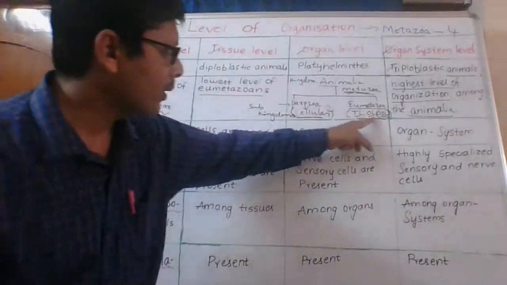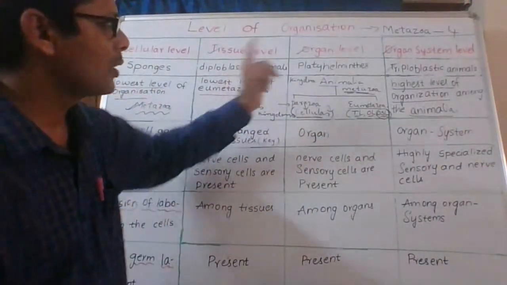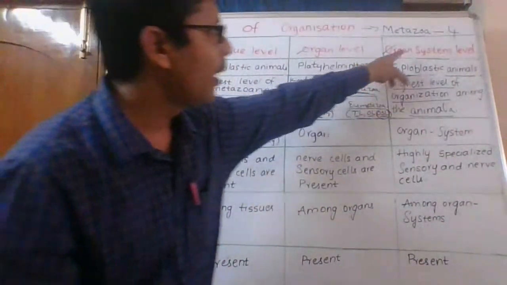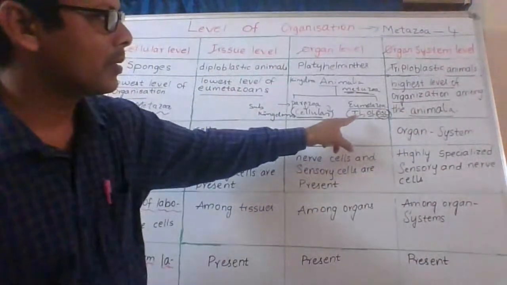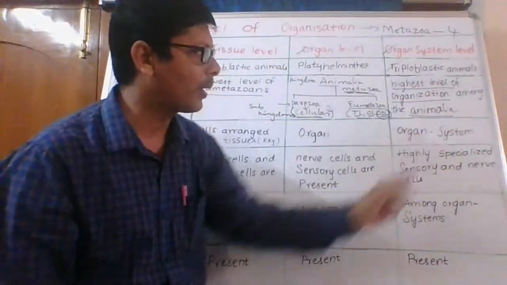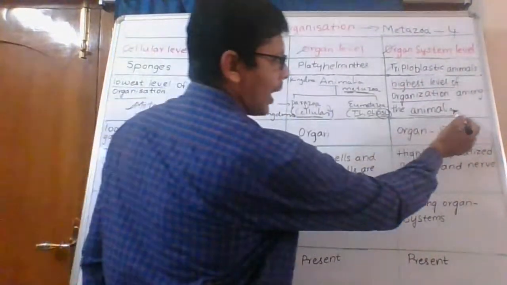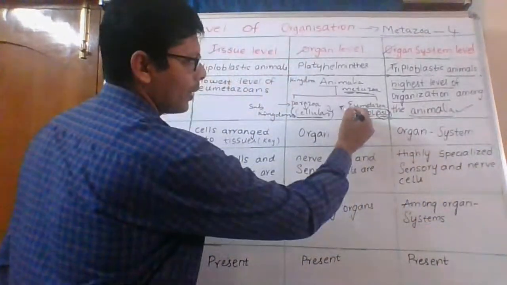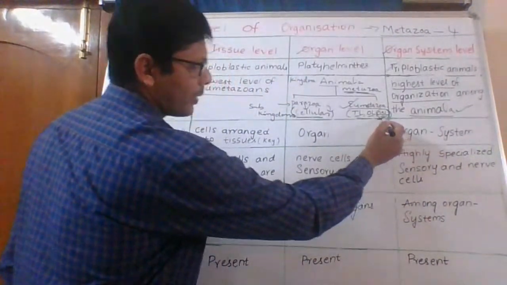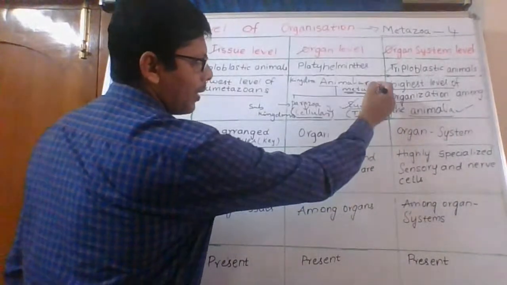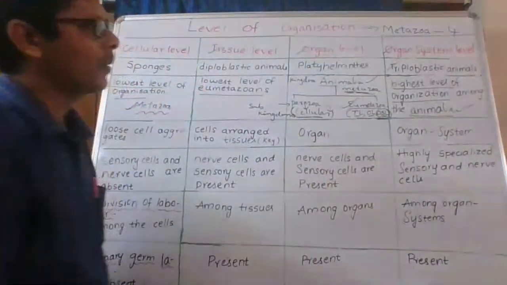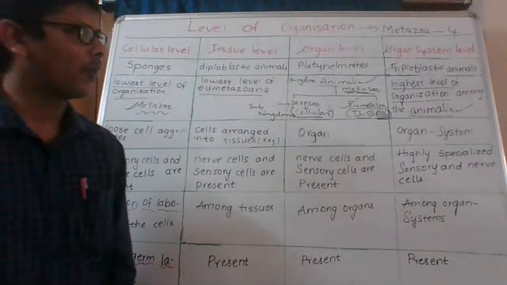But the organ level of organization is higher than this one, lower than organ system level. Organ system level of organization is the highest level of organization among Animalia, as well as in Eumetazoa. If asked which is the highest, the answer is organ system level, whether in Animalia or Eumetazoa.